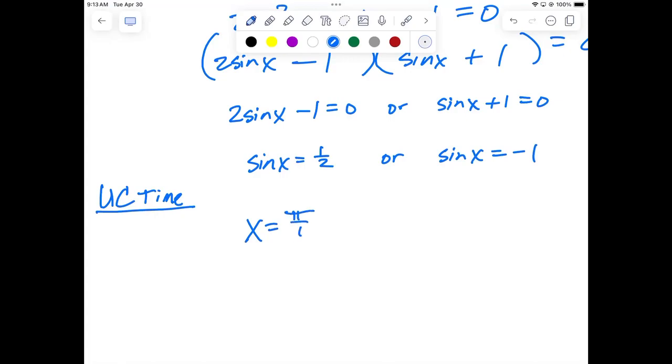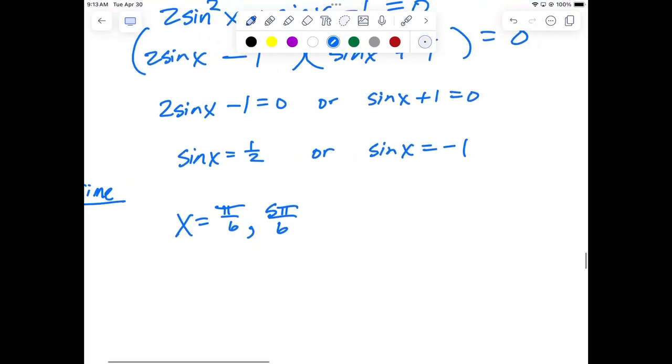Pi/6, and what's the other one? 5pi/6. Very good. That's quadrants 1 and 2. Pi/6 and 5pi/6. And then where is sine equal to -1 within one rotation? Not 2pi/3. 3pi/2. You had it flipped. It's straight down, due south, way down here. And this one was over here, here, and here.